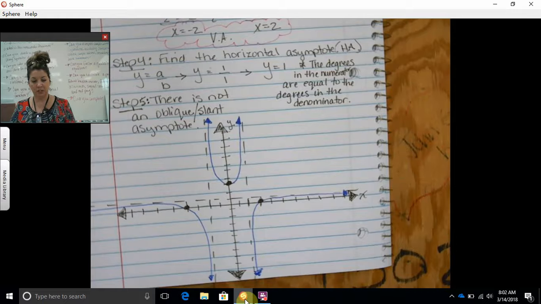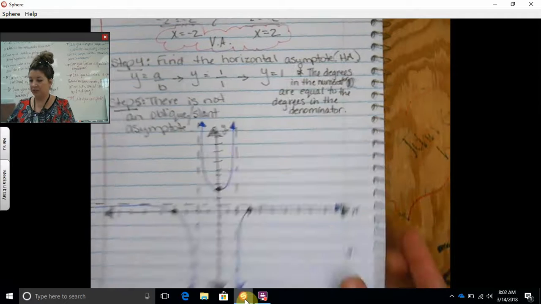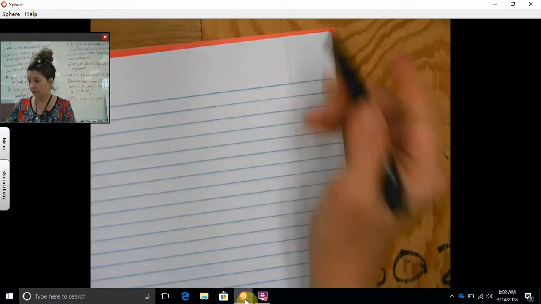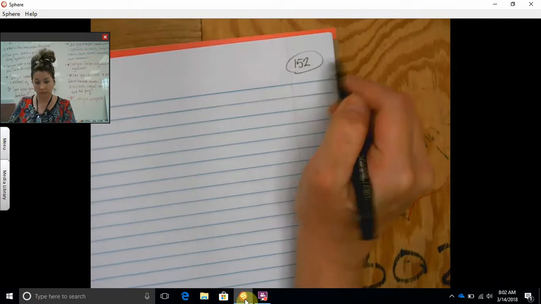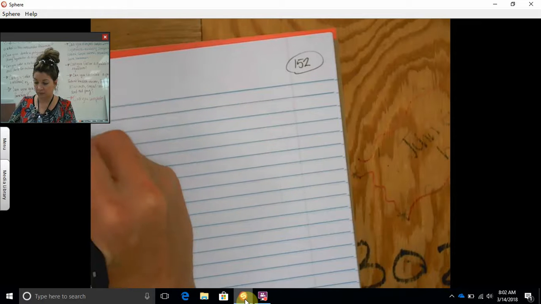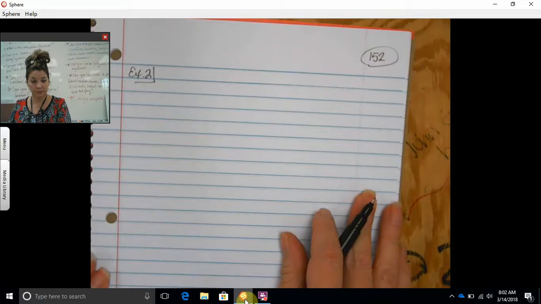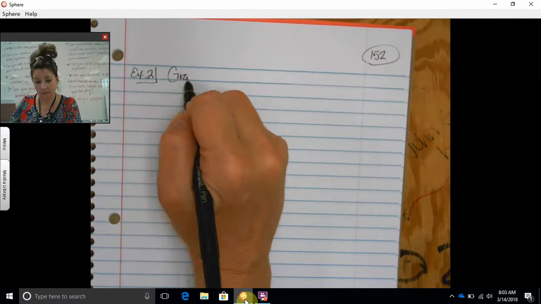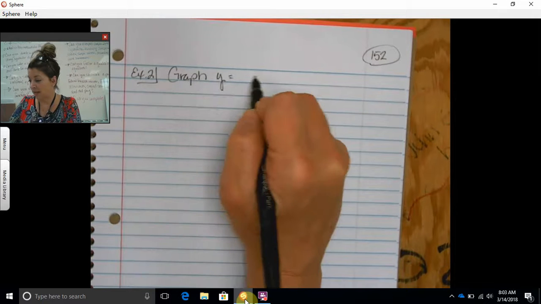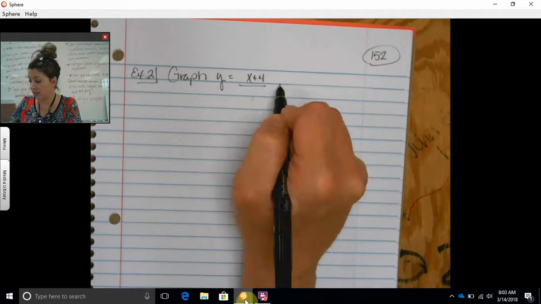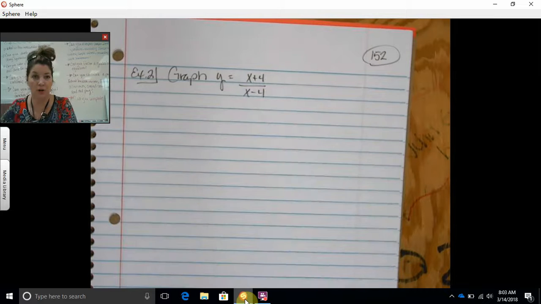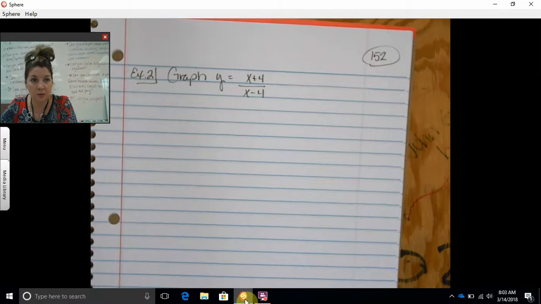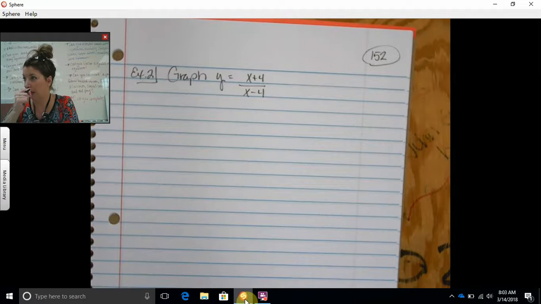I've got 2 more examples for you, so I'm going to have to speed it up a little. Page 152. Graph y equals x plus 4 divided by the quantity of x minus 4. X plus 4 divided by the quantity of x minus 4.